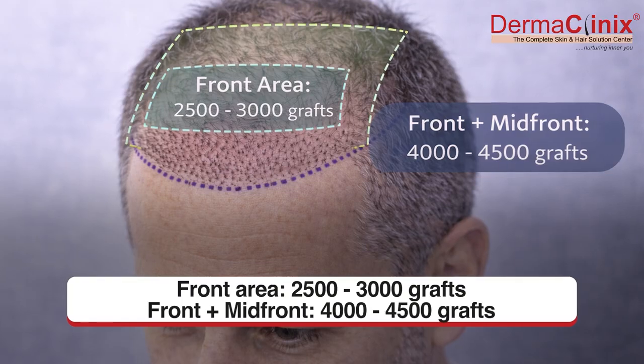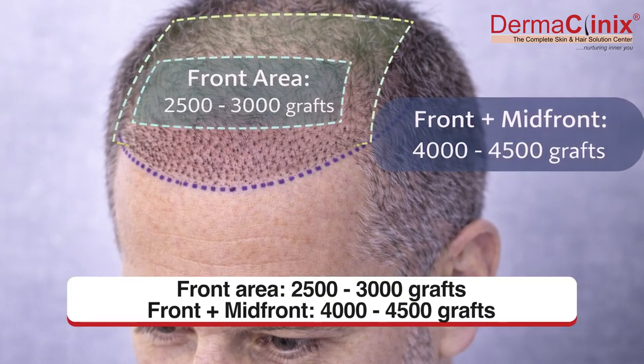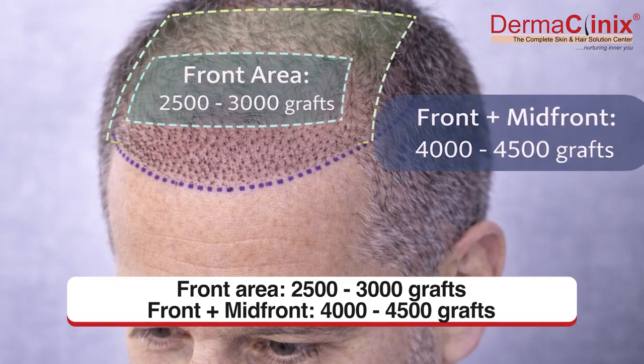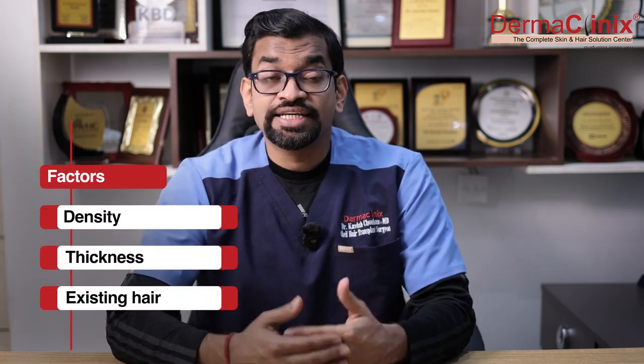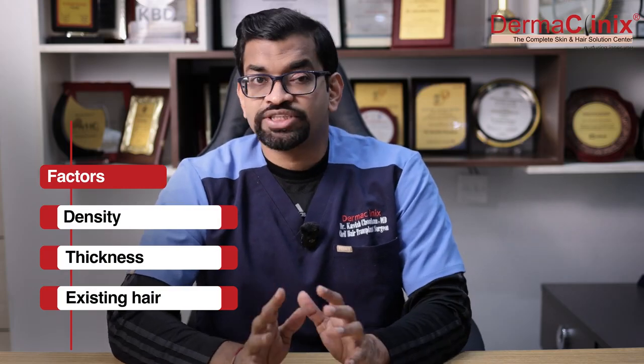In general, in a nutshell, just to give you a rough idea, for frontal coverage, when you're covering the entire front region, it roughly requires between 2,500 to 3,000 grafts. When you're covering front and mid front area, this roughly requires around 4,000 to 4,500 grafts. But this count is not going to be same in every patient. It depends upon what kind of density that patient has, what kind of thickness the patient has, are there some existing hairs in that area, and based on that the graft count may slightly vary.